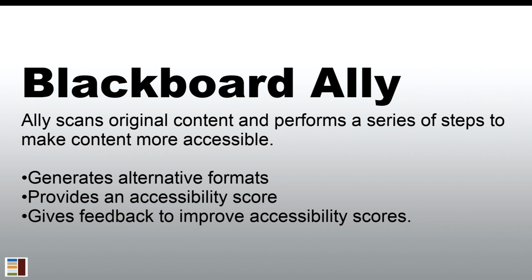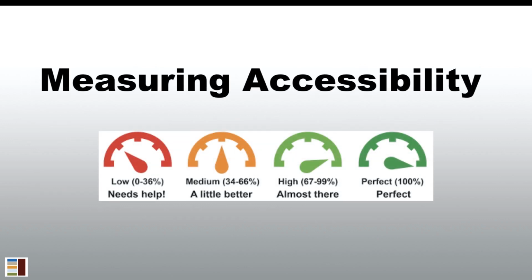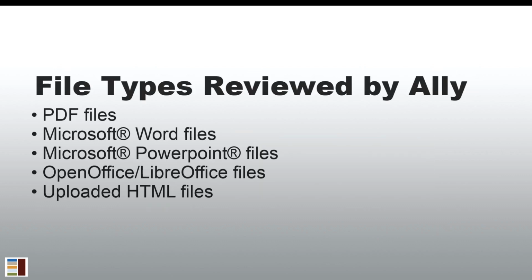Ally checks accessibility for your new and existing course content. To measure accessibility, Ally assigns your content an accessibility score. Accessibility scores are determined by the severity of the issue in each file. A low score indicates the file has severe or multiple accessibility issues. A high score means there are minor or no accessibility issues. For accessibility scores less than 100%, Ally gives you suggestions for improving the accessibility of the file. Currently, Ally checks files in these formats.